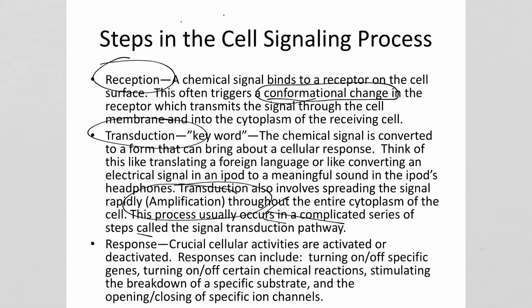The last step is the response. So the signal causes some type of response. Often it can include things like turning on or turning off a specific gene or set of genes, turning on or turning off specific chemical reactions, maybe stimulating the breakdown of some kind of substrate, or in the case of nerve cells, opening or closing a specific ion channel.